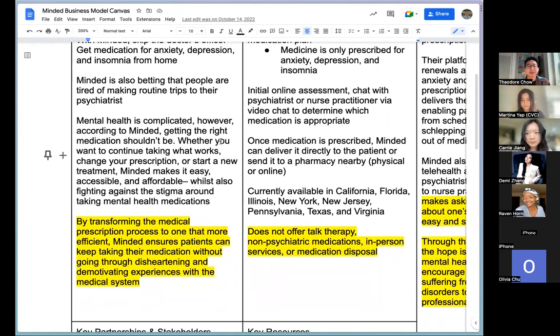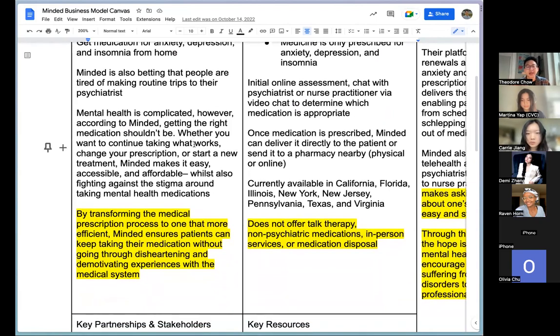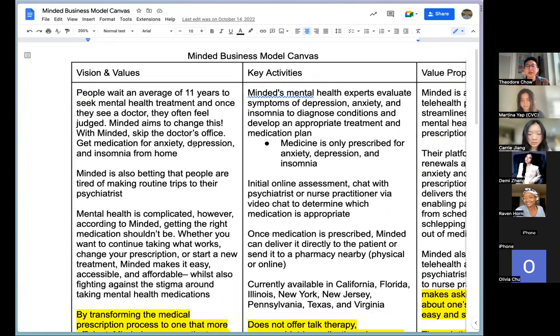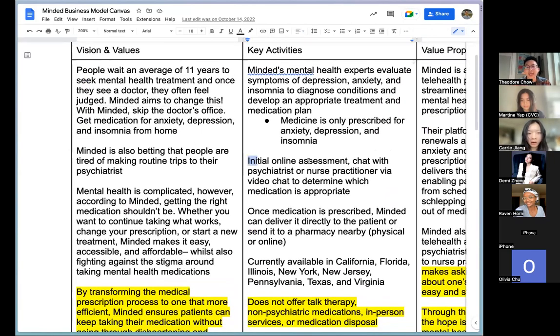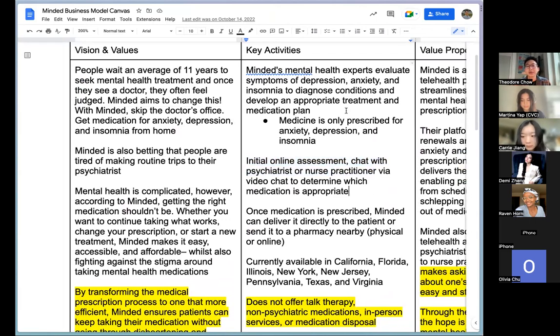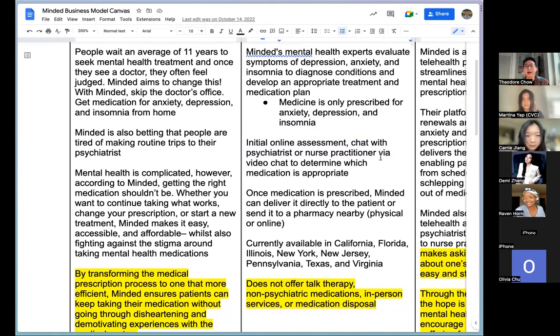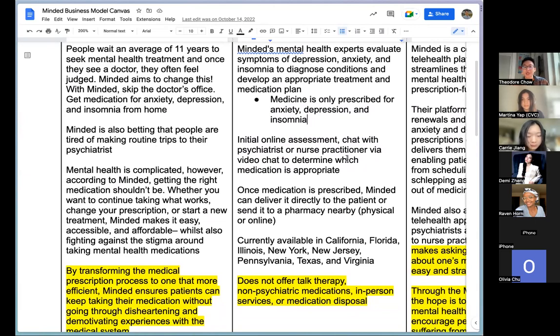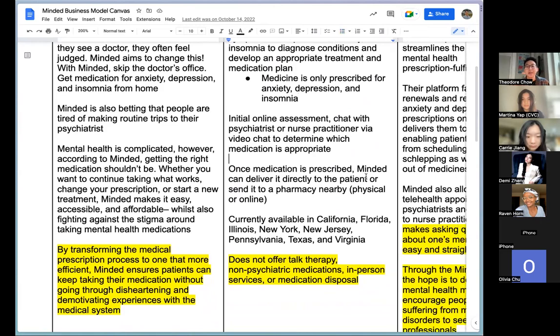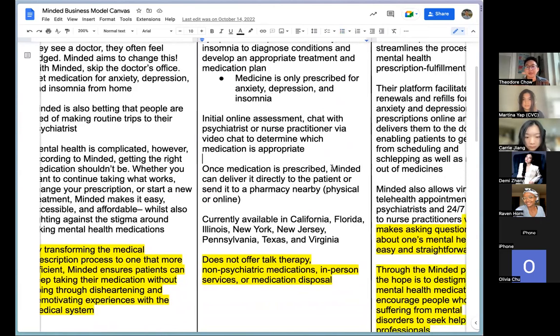So basically, it's supposed to help people who are tired of making routine trips to a psychiatrist, and obviously they want to make sure that the medication is right. So what they do is they start off with an initial online assessment or a chat with a psychiatrist or practitioner to determine which medication is appropriate. They only provide plans for anxiety, depression, and insomnia. So no medications surrounding ADHD or other drugs like that. And then after it's prescribed, Minded will deliver it directly to the patient or send it to the pharmacy nearby if that's what they want.